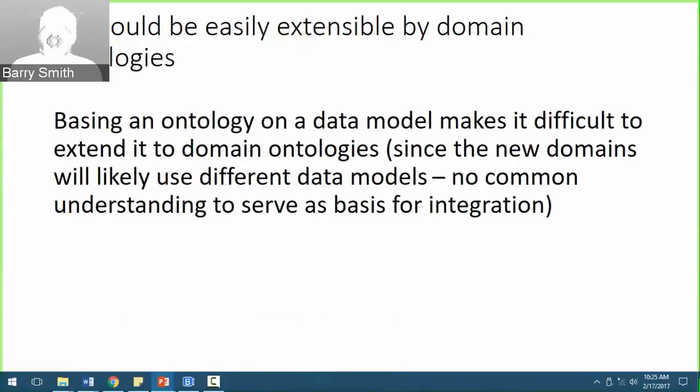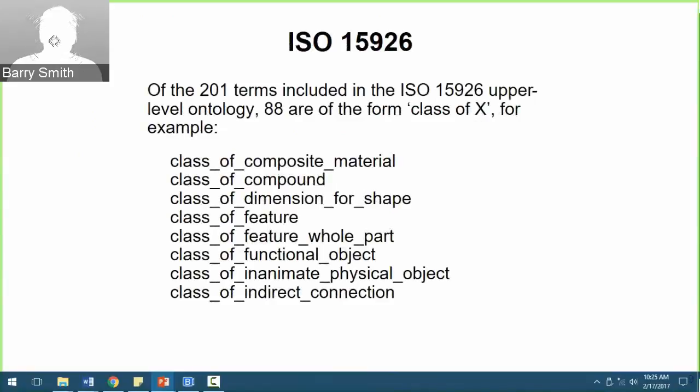Now, I'm repeating myself now. If you base an ontology on a data model, it makes it hard to extend it to domain ontologies used by people who have other kinds of data. All right, so I'm not going to talk about, yes.